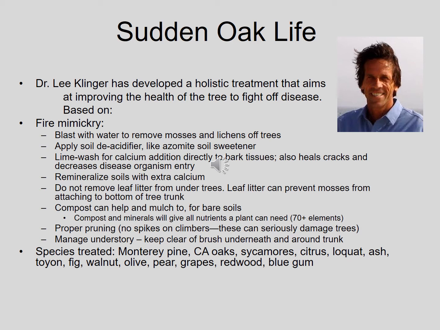One big proponent of the holistic model is Dr. Lee Klinger, and he's developed this holistic treatment plan that aims at improving the health of the tree to fight off the disease instead of trying to fight the symptom. So we're trying to support the strength of the tree so it's stronger to resist that Phytophthora ramorum. And in his extensive studies, especially looking at historic management of these lands where we're seeing a lot of the sudden oak death happen, some indigenous management practices and some more current practices, he's found that actually fire is the missing component that's making these soils more acidic.